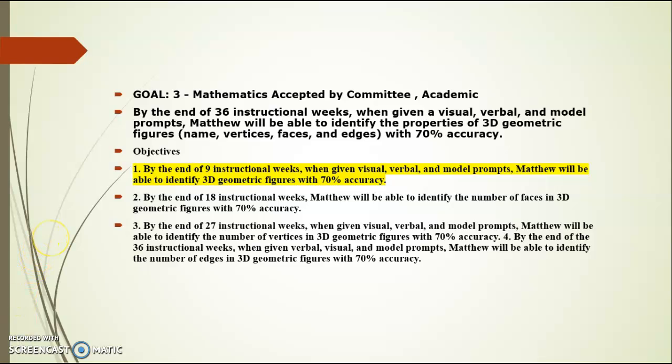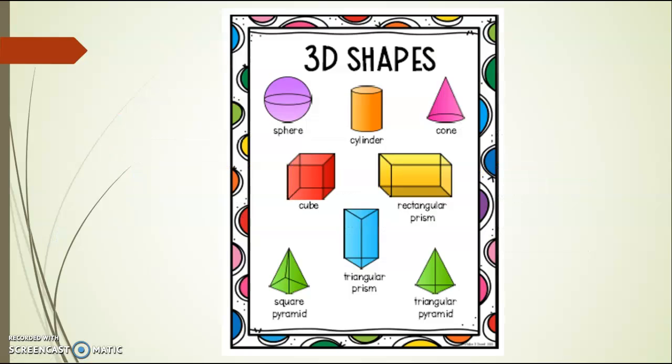So for goal number 3 today, Matthew, we are going to be identifying 3D geometric figures. And you might ask yourself, what are 3D shapes? Here are some examples. This right here is a sphere. This that looks like a can is a cylinder. This is called a cone, like an ice cream cone. This with squares is a cube. This one right here is a triangular prism.